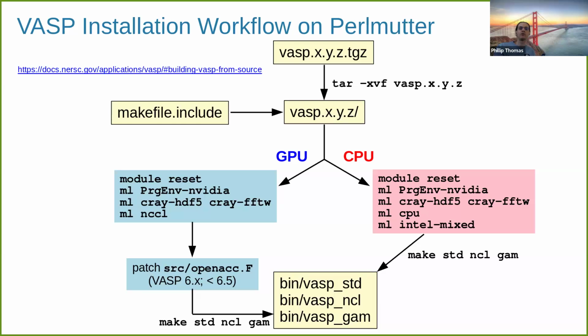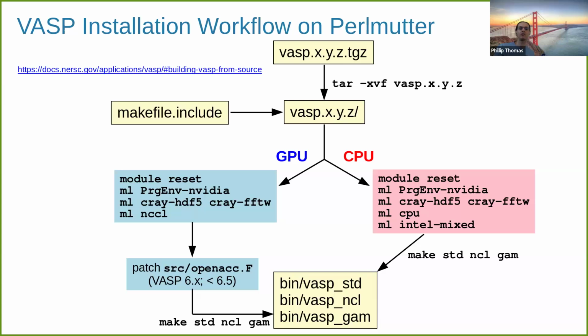In either case, you want to load the NVIDIA programming environment. The module reset command that I show at the top is just to purge any other things that might be in your environment that might conflict with the environment used to build VASP. So I highly recommend using module reset before starting this. After loading the NVIDIA environment, you load cray-hdf5 and cray-fftw, which are needed to build VASP.